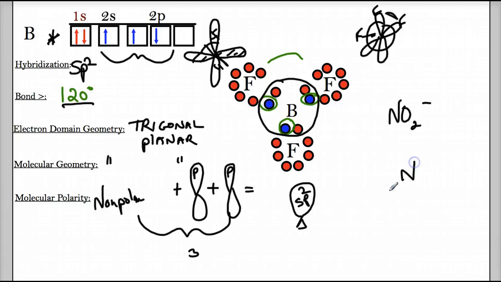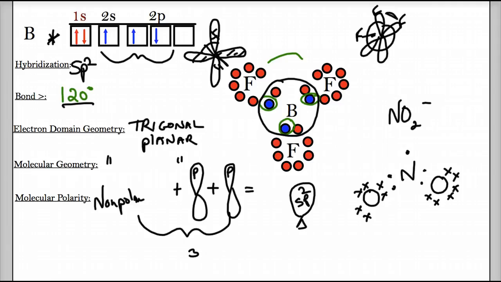All right, here's an N in the middle. It has 1, 2, 3, 4, 5 valence electrons. Then I have an oxygen, who has 6: 1, 2, 3, 4, 5, 6. Notice this oxygen by sharing has 8. And then this oxygen here has 1, 2, 3, 4, 5, 6. Notice it by sharing has 8.